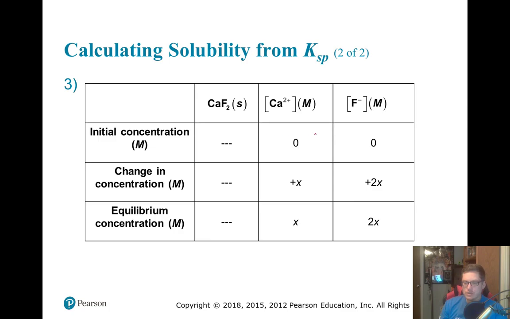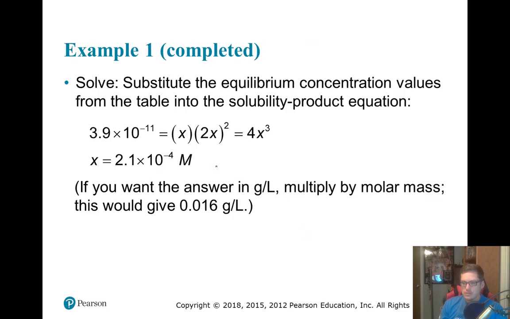Okay, so our initial concentrations of calcium and fluoride are both 0. This guy doesn't matter because he doesn't participate in the equilibrium, since he's a solid. This one goes up by x, and this one goes up by 2x, because remember, our equation was CaF2 forming Ca2+ plus 2F-. So x times 2x. Plug these into our equilibrium expression: x times (2x) squared, which becomes 4x cubed. Divide by 4, find the cube root, and our x value becomes 2.1 times 10 to the minus 4th molar.